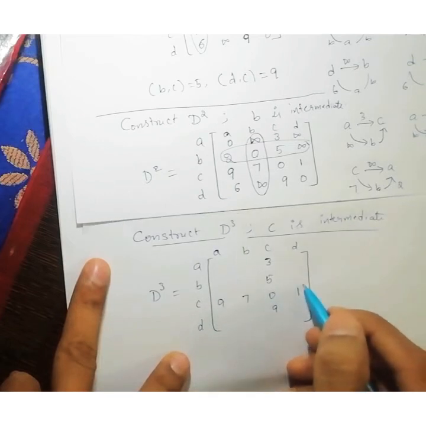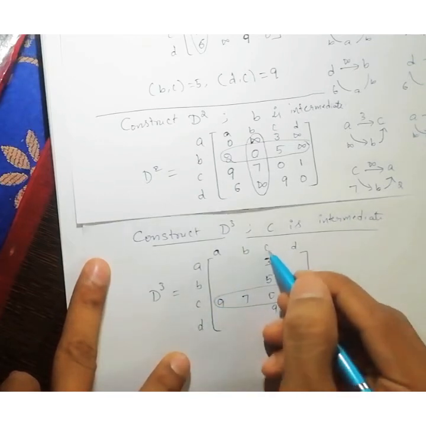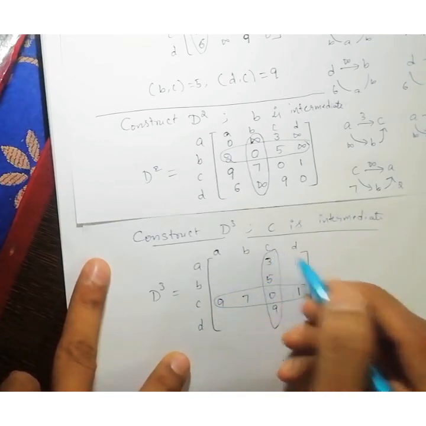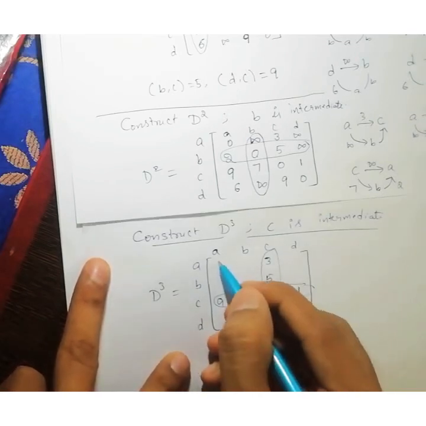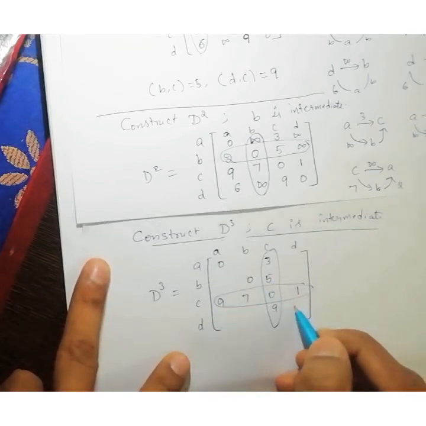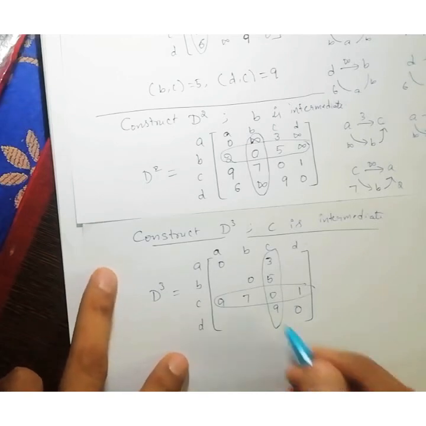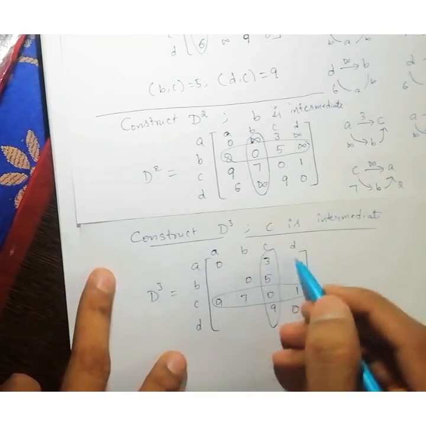Okay, the C-th row and C-th column don't change, so I will write them as they are. And diagonally, there is no self loop, so I will write those as they are. Now I have to find A to B and A to D.